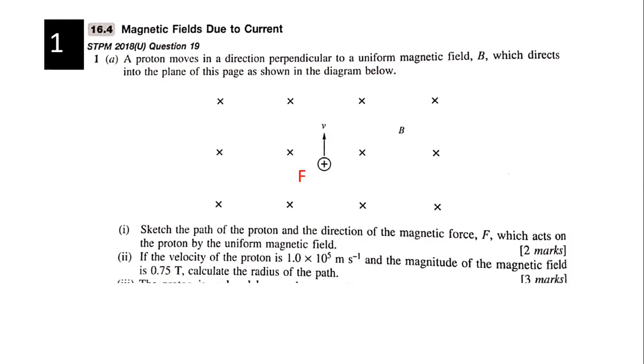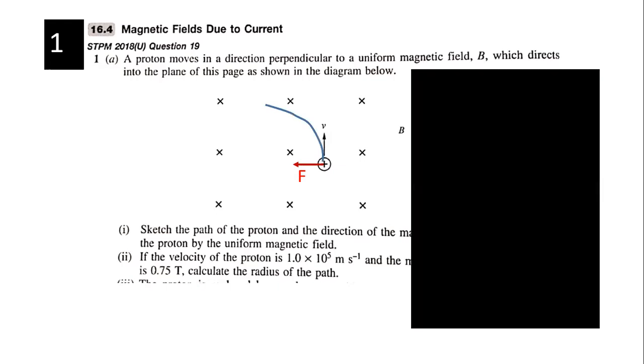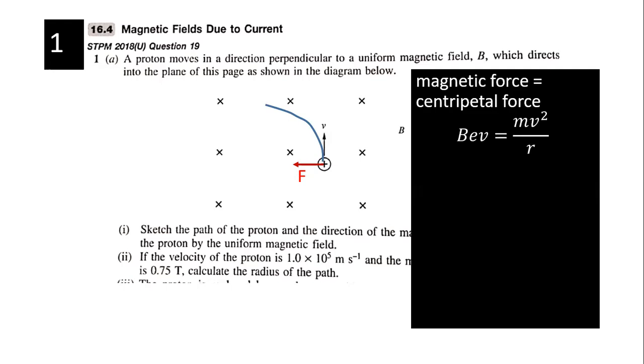So the first is to apply your Fleming's left-hand rule and get the direction of the force. So the force is to the left, and then it deflects to the left. Then you want the magnetic force equal to the centripetal force. Just put magnetic force as centripetal force, write down, and then go and get your radius.